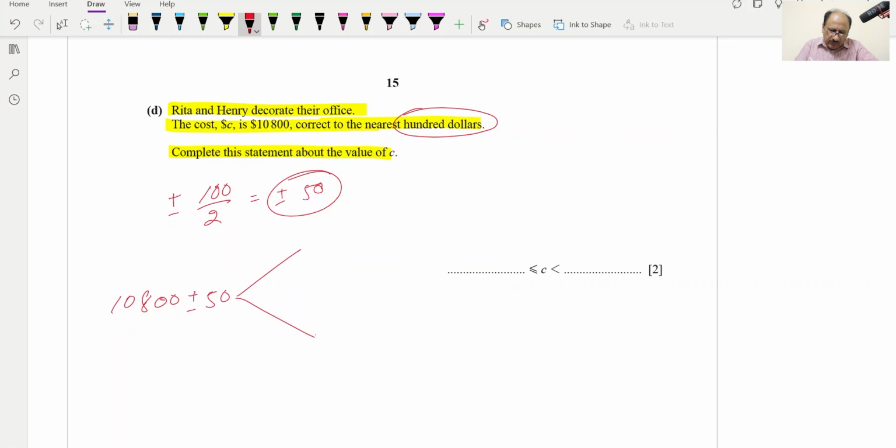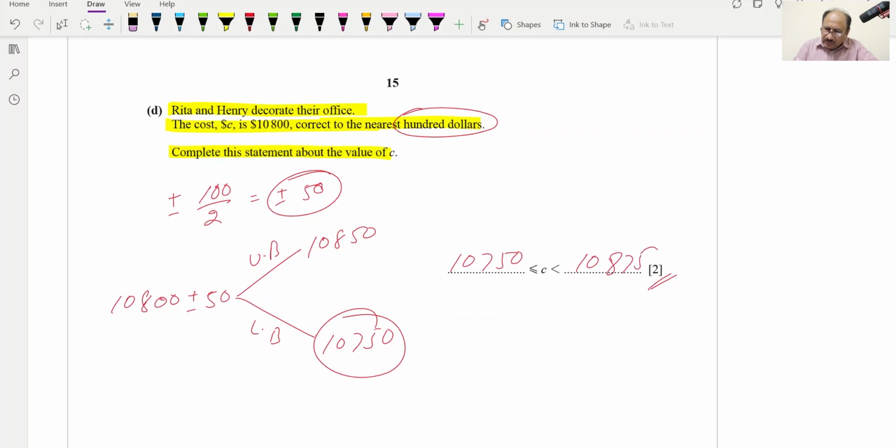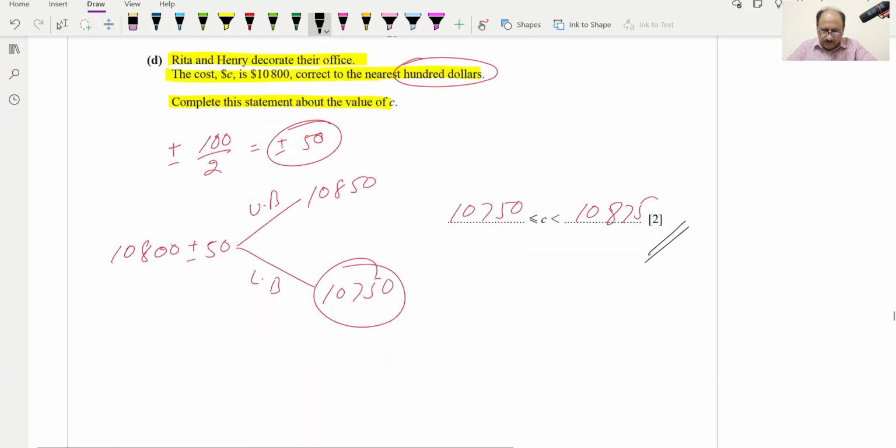For plus 50 it will be 10850, and this will be the upper bound, and the lower bound will be 10750. And the lower bound will always be on the lower side, otherwise you will not get 2 marks, you will get 1 mark if you switch these values. You will have to check these signs and write these in proper order, otherwise it will be penalized. You should keep this in mind. This is done for 2 marks.